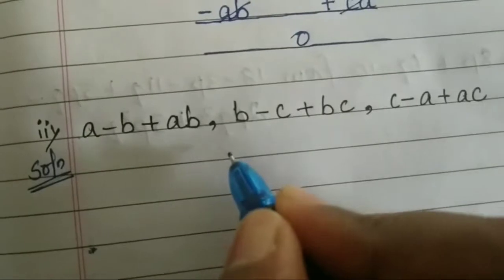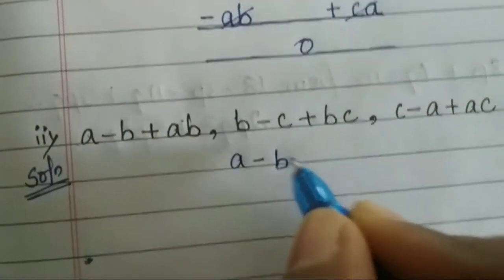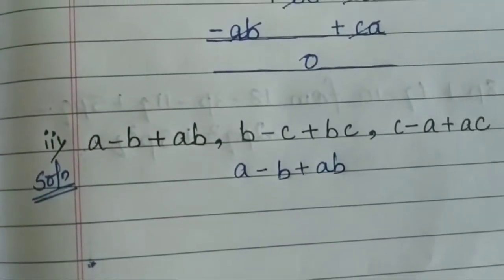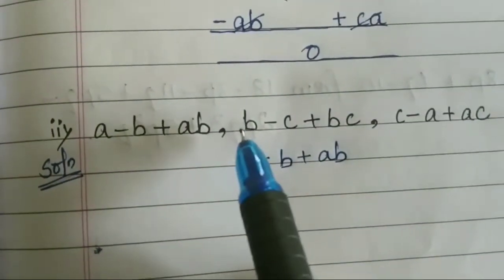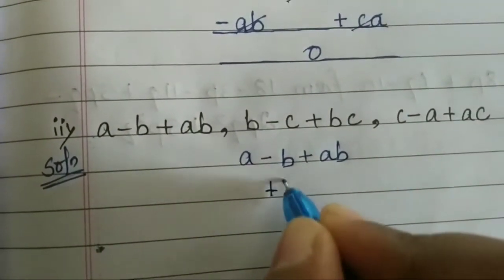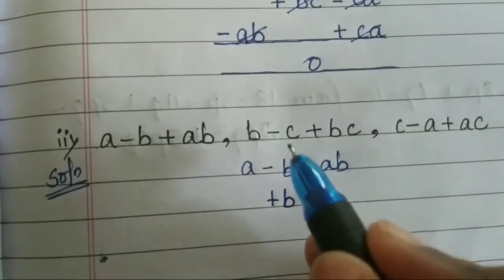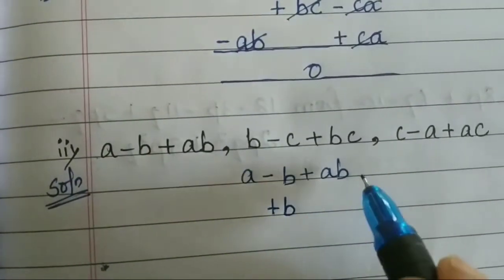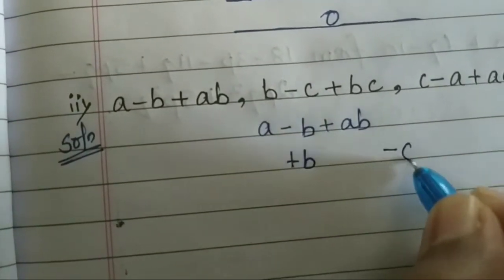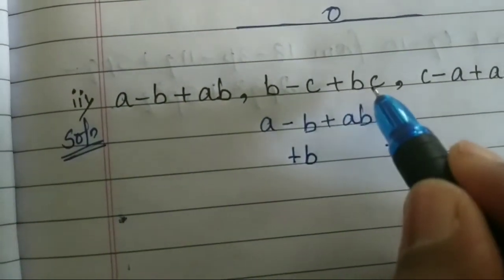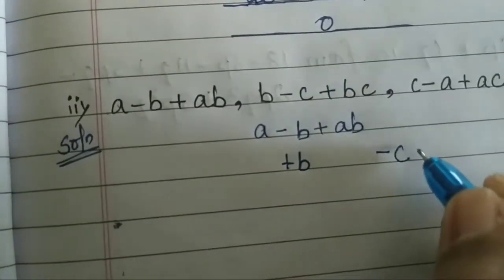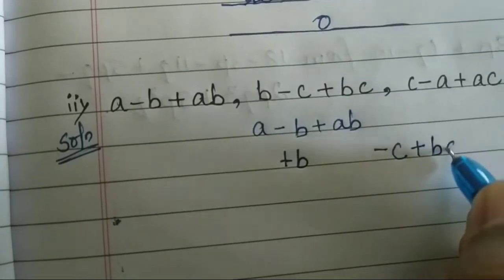The first expression here is A minus B plus AB. The second expression has B given first, so we will write that B here. Plus B is given and minus C is given, which is not present above, so we will write minus C this side. And plus BC, even here we are not having any BC, so we will write plus BC in this part.